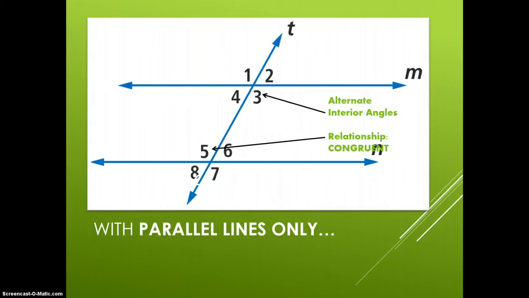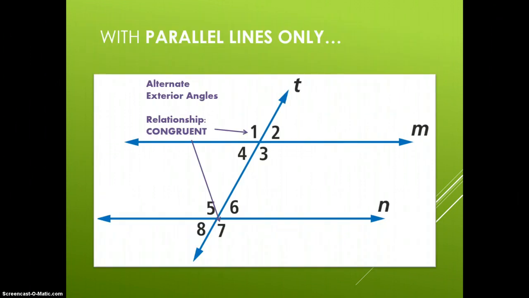Whoop, and there the arrow just moved because that is a much better alignment there of alternate interior angles. 3 and 5, as we can clearly see, they're on the inside, they're on the interior, but they're on opposite sides of the transversal. That's what makes them alternate. And again, we've seen this before. They're going to be congruent. They're going to have the same measure. 3 and 5 are going to be congruent. What other pair here is going to be congruent as well because they are alternate interior angles? 6 and 4. Angles 6 and 4 are also going to be congruent in this case.